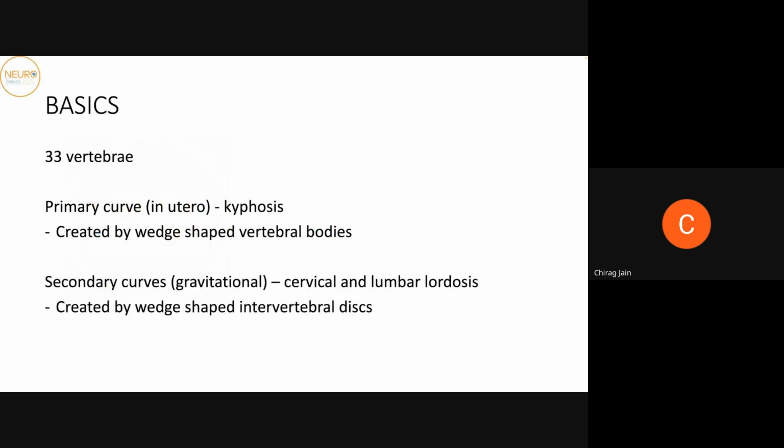So just a few basic ideas. There are 33 vertebrae, and when we are born, basically there's only one primary curvature, that is kyphosis, because evolutionarily we have evolved from quadruped animals, and they only have one kyphotic curvature. But because we have to stand and because we came under gravity, we developed these secondary curves, that is of cervical and lumbar lordosis. The primary curve of kyphosis is created by wedge-shaped vertebral bodies. But the secondary curves we develop because of gravity and because of us standing up are created by wedge-shaped intervertebral discs. And these develop after we're born.